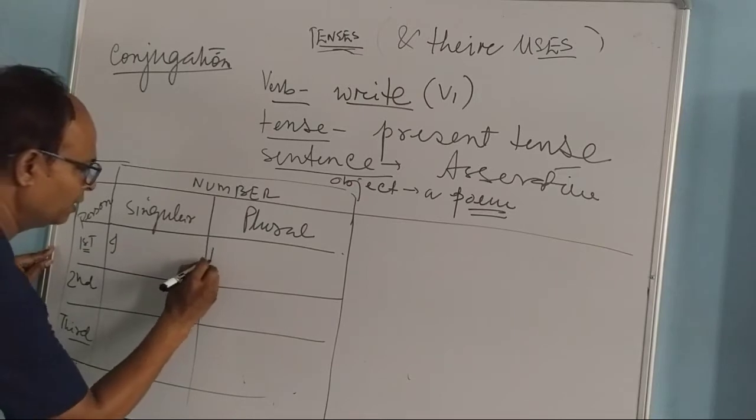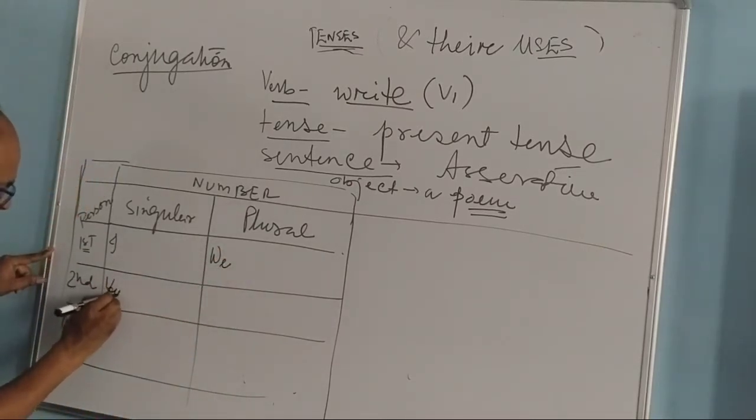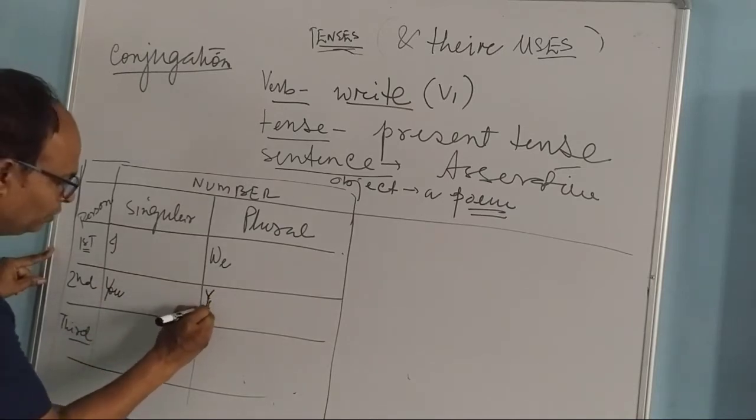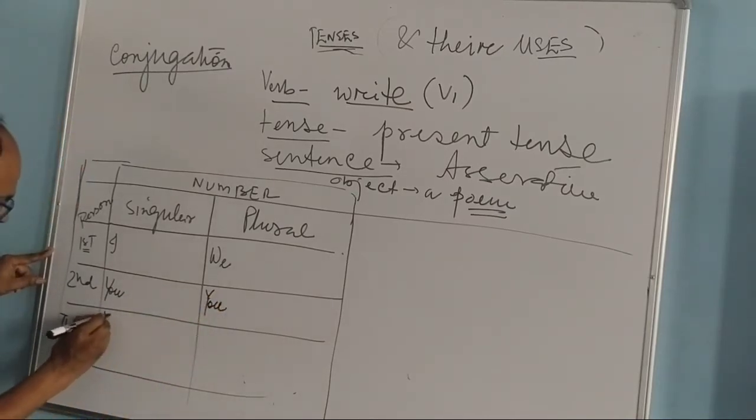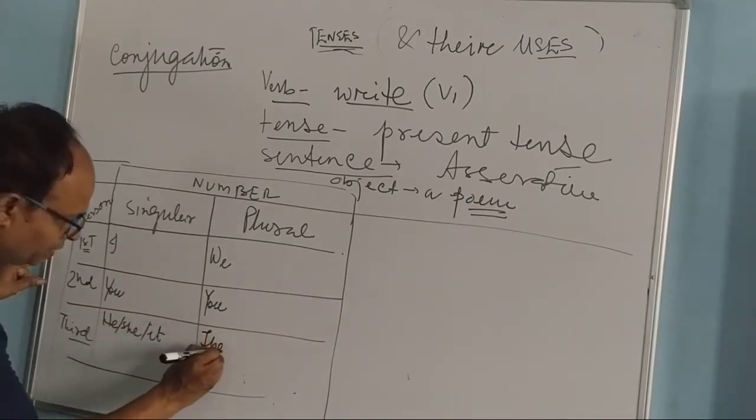This is the plural. It will be we. Second person, let us write you. Second person plural will be you. Third person singular will be he, she, it. Third person plural will be they.